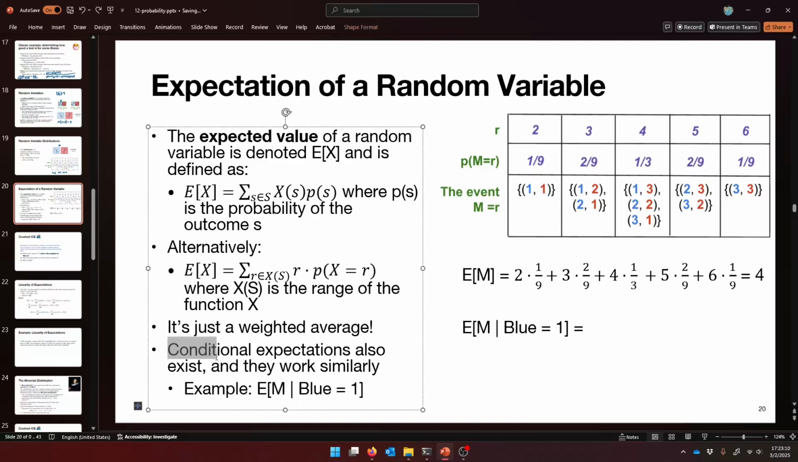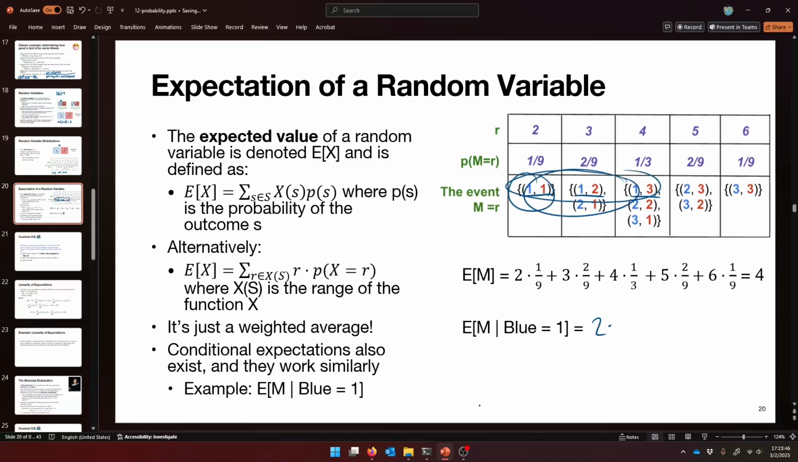There are also conditional expectations, and they're very similar. It's like, what's the expected value of the random variable m given that we know that the blue spinner landed on a 1? Given that that happened, what are the odds now? If the blue spinner landed on a 1, either you're here, here, or here, I guess. So you have 3 options total, and the random variable could be 2 again, with probability 1/3, because it's 1 out of 3 options.